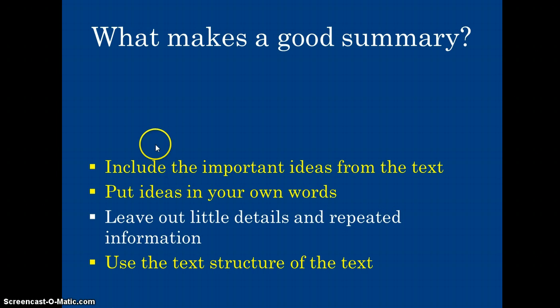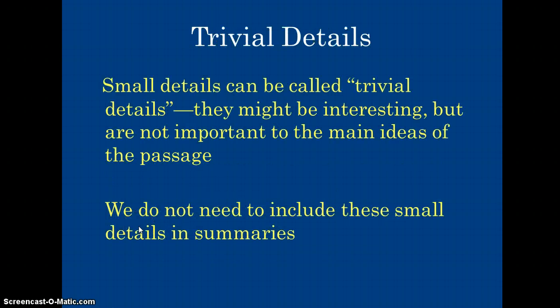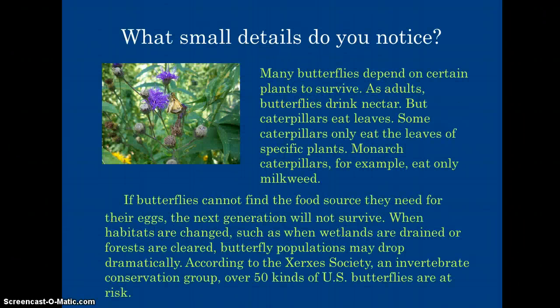What makes a good summary? Part 3. Leave out little details and repeated information. Small details can be trivial details. They might be interesting but are not important to the main ideas of the passage. We do not need to include these small details in our summaries. What small details do you notice? Go back and reread through the paragraphs again. Which parts can you X out and still perfectly understand the main ideas and the topics of these paragraphs?